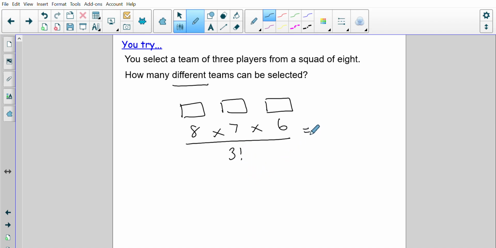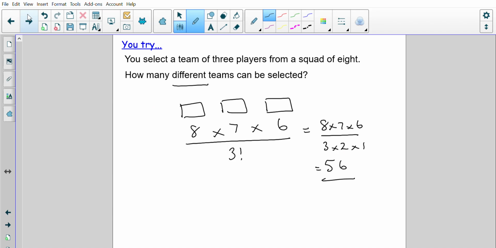And if we put that in our calculator, we can use the factorial button, or we could write it out as 3 times 2 times 1. So I'm just going to pop that in my calculator. And we get an answer of 56 different teams, which is hopefully what you got.